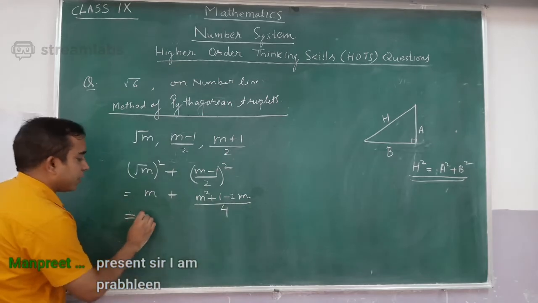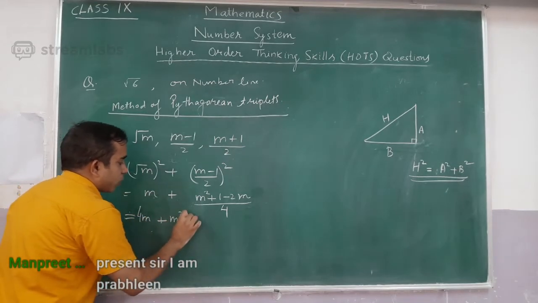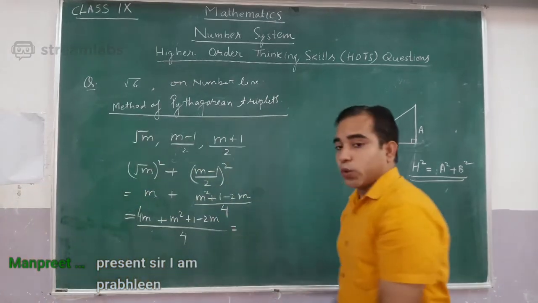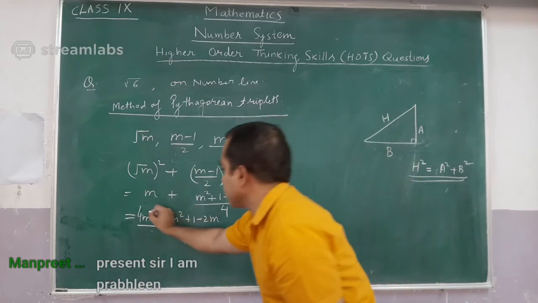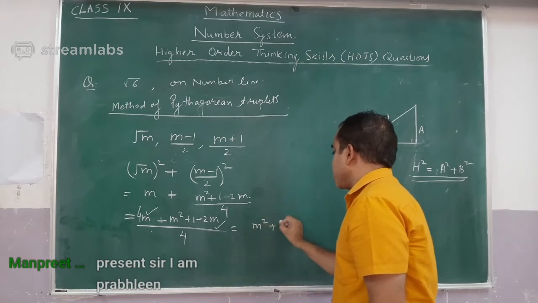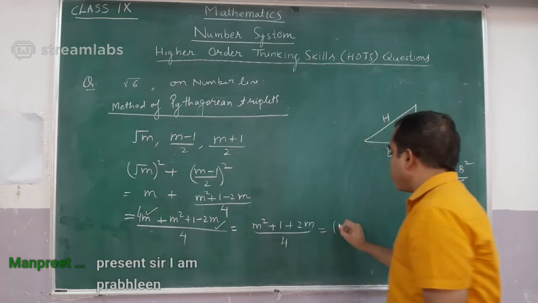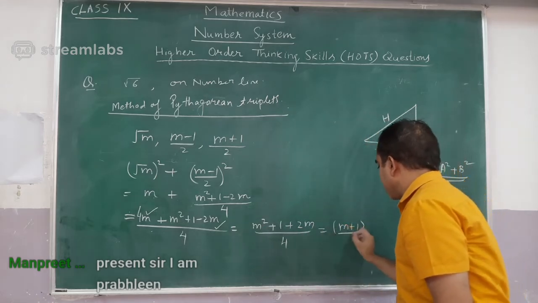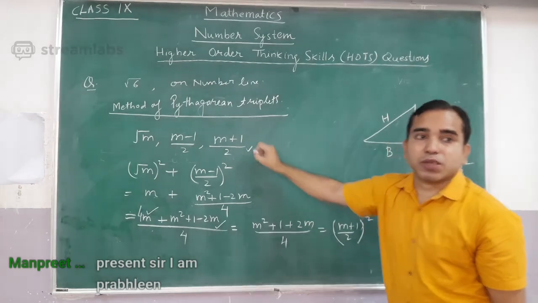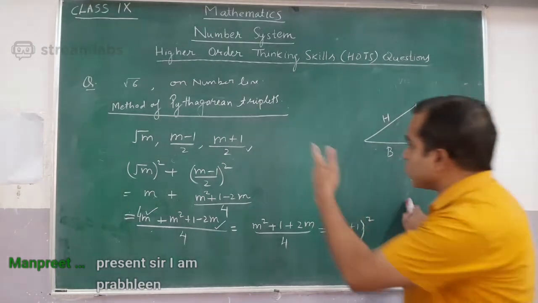And now further if I simplify it, let me take LCM, it will become (4m plus m square plus 1 minus twice m) whole upon 4. And this will be equal to 4m minus 2m, how much? Plus 2m. So (m square plus 1 plus 2m) whole upon 4, and this will be nothing but (m plus 1) whole upon 2 whole square, right? The square of this number. So these three numbers are Pythagorean triplets.